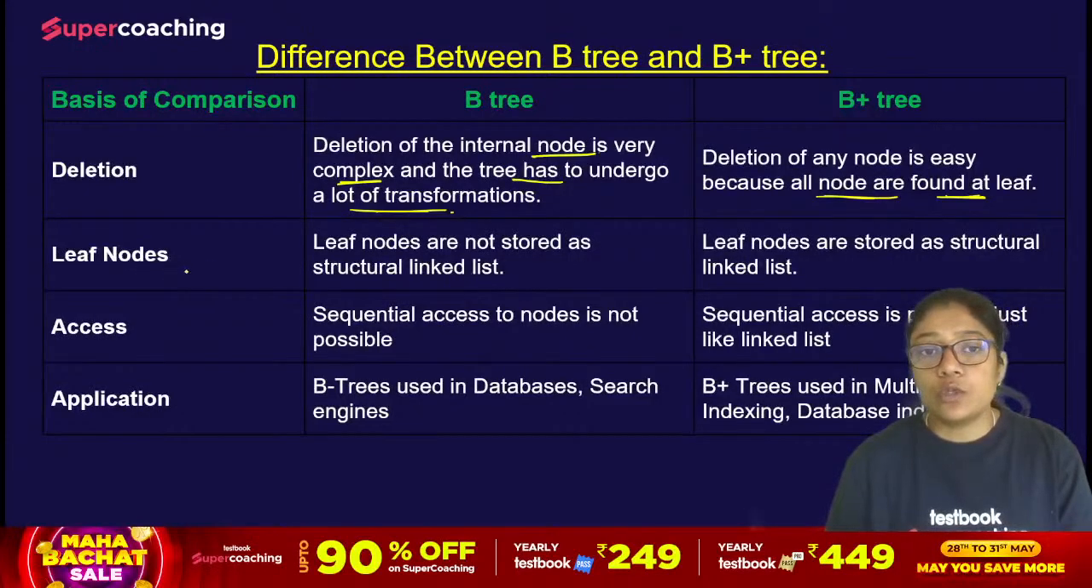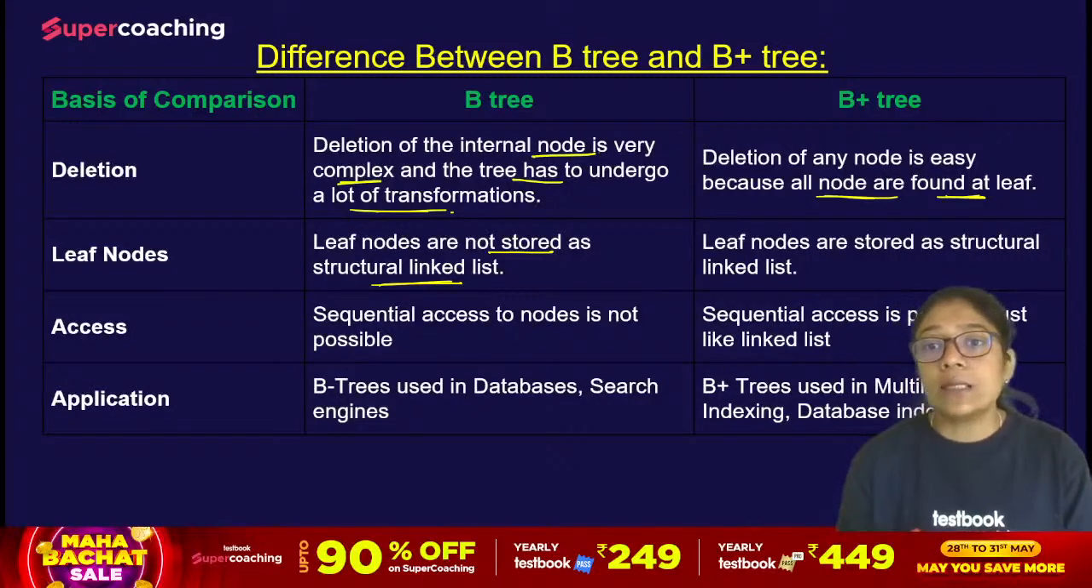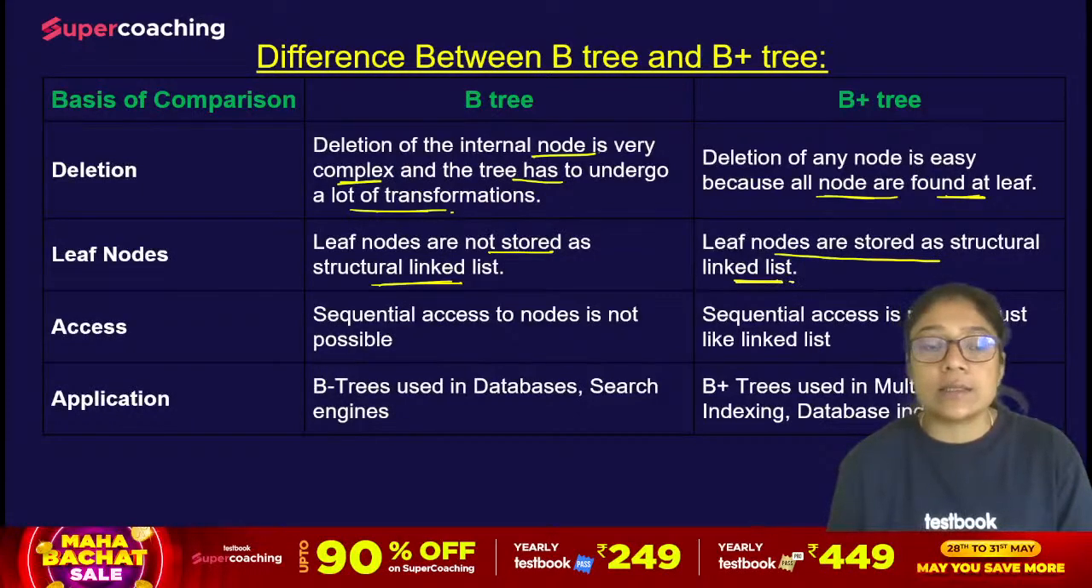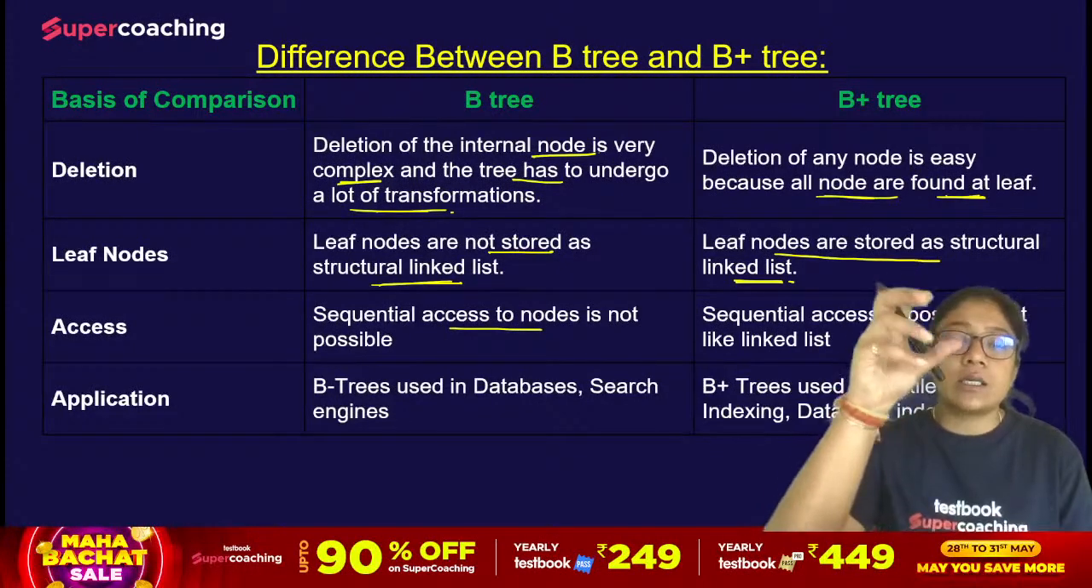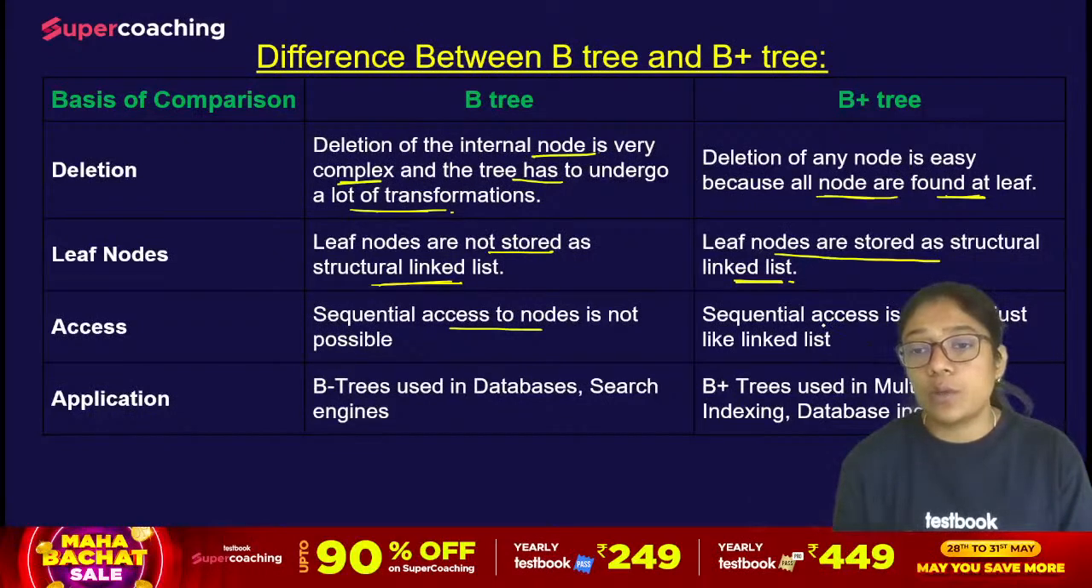Next one is leaf nodes. Leaf nodes are not stored as the structural linked list. Linked list nahi hai because one block is not pointing to the next block. Whereas in B plus tree, since the block pointer is available which is pointing to the next node, it's forming a linked list. So leaf nodes are stored as structural linked list. Next one is access. So sequential access to nodes is not possible because कोई node आपके पास internal level पे है, कोई key आपके पास leaf level पे. So sequential access is not possible in case of B tree, whereas sequential access is very much possible in case of B plus tree.